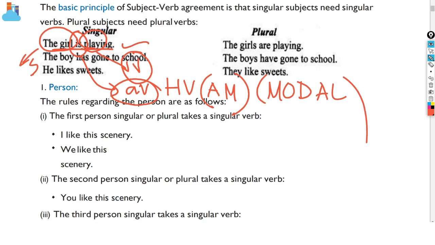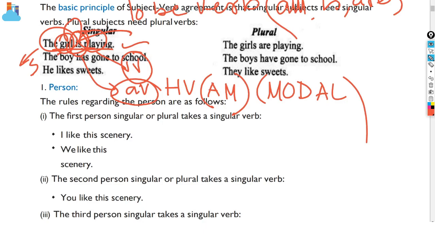Only one girl. Therefore, as it is singular, this is the to be verb form. How many forms are there? We are talking about the present tense. There are three forms: am, is, are. Because the girl is singular and we are talking about the present continuous tense, girl will be taking is. It will not be taking are or am.